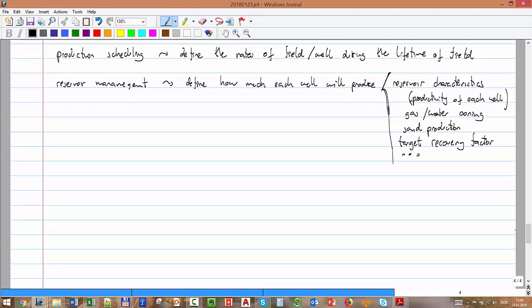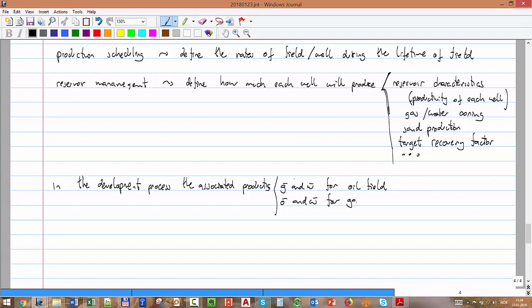And also remember that in the development process, the associated products, and these are gas and water for oil fields, or oil and water for gas fields, must also be taken into account. Okay.